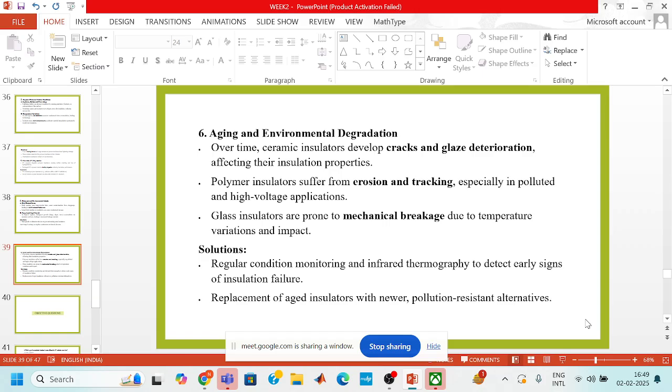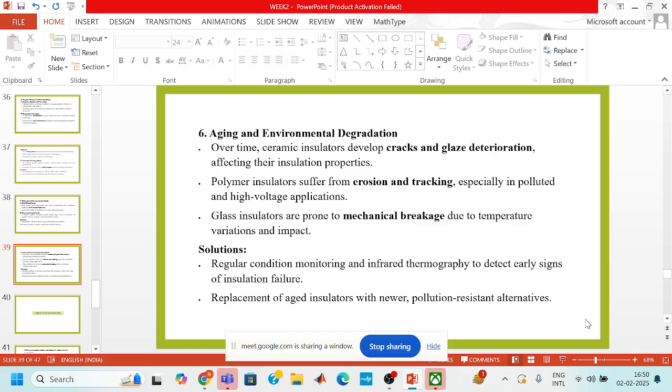So the sixth factor is aging and environmental degradation. Over time, ceramic insulators develop cracks and glaze deterioration, affecting their insulation properties. And the second is polymer insulators suffer from erosion and tracking, especially in polluted and high voltage applications. And glass insulators are prone to mechanical damage due to temperature variations and other impact, like during installing and supporting them in the ice coated area.